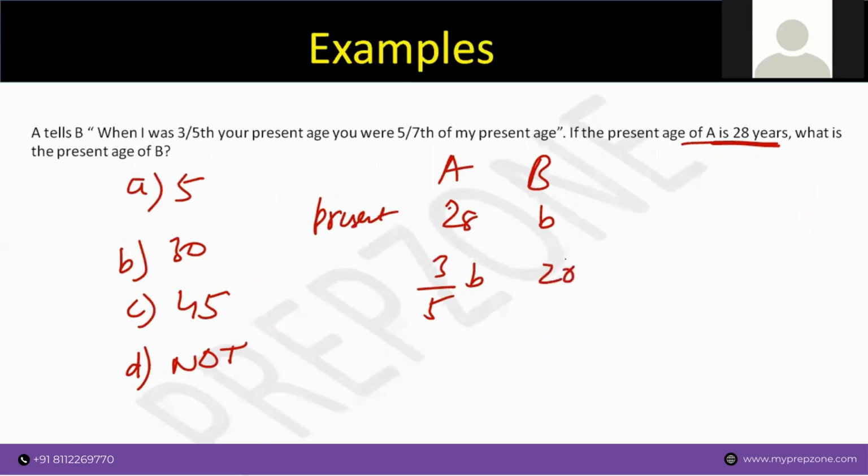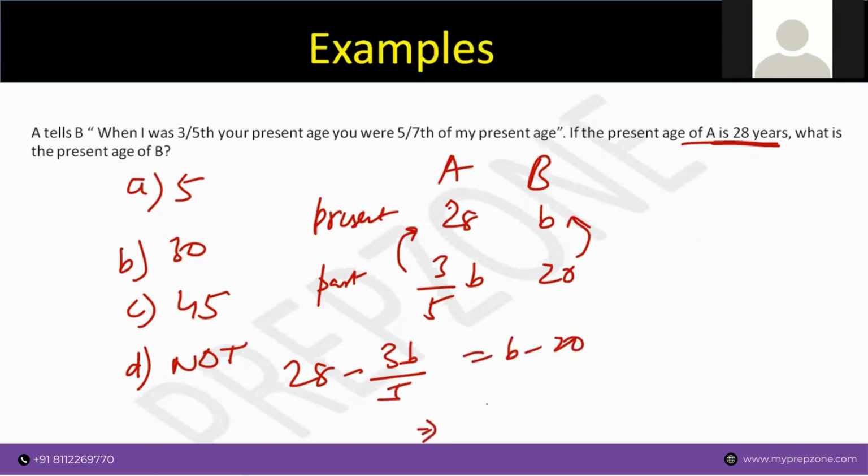Okay. So whatever age we have written here, this is in the same timeline, same time period. So the difference for both of them will be equal. Can you tell me how do I solve it? Yeah. So 28 minus 3B by 5 is equal to B minus 20. Okay. You get 8 equal to 8B by 5. Oh, sorry. Your answer was 5, right? Yeah. How much should it be? 30. 30.